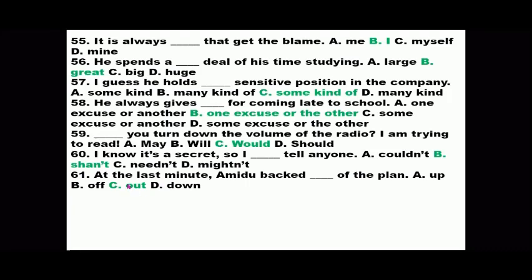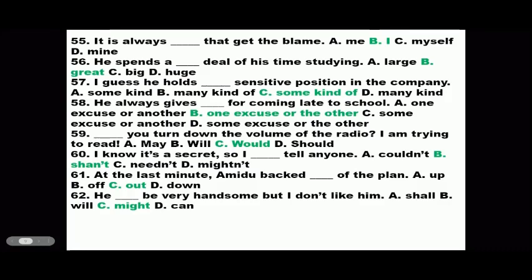61. At the last minute, Amid dash of the plan, backed out. When you back out, then you decide not to do something that you earlier promised to do. You back out. All right. So that is the right option. So that is testing your knowledge of phrasal verbs. To back out means to fail to do something that you earlier said you were going to do.